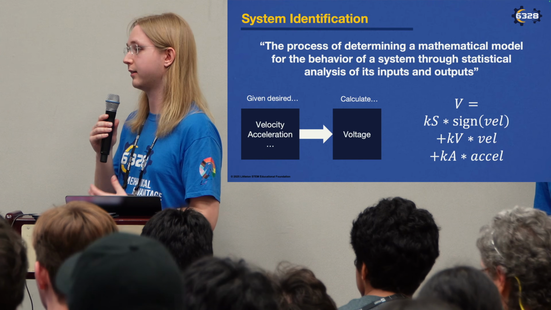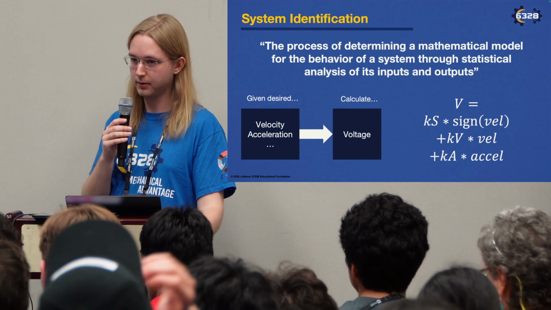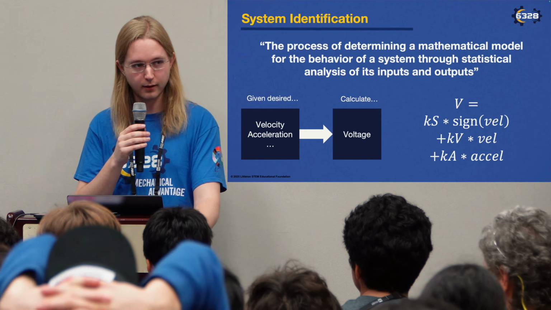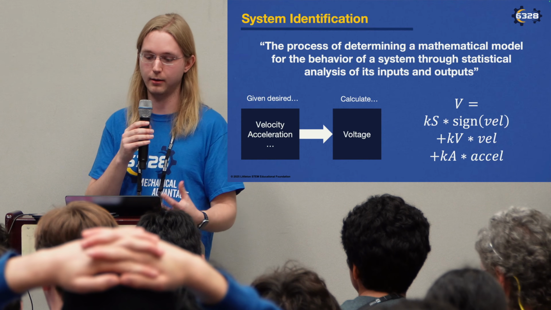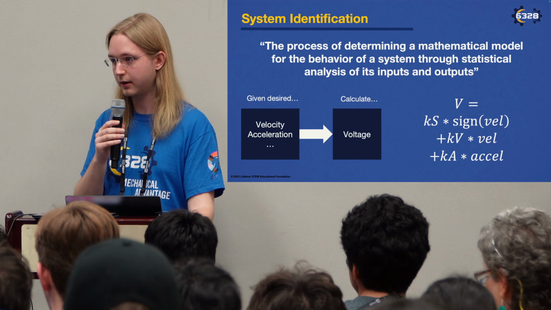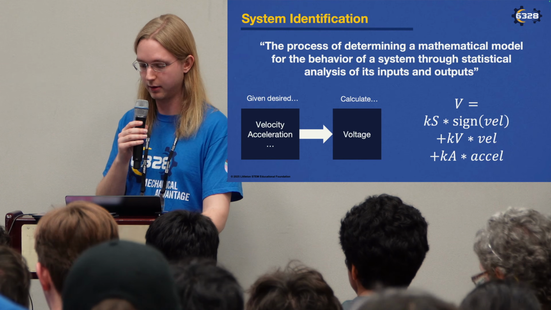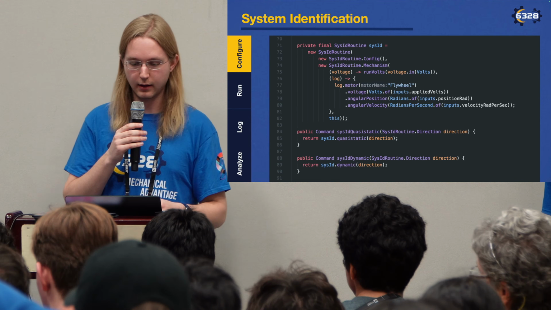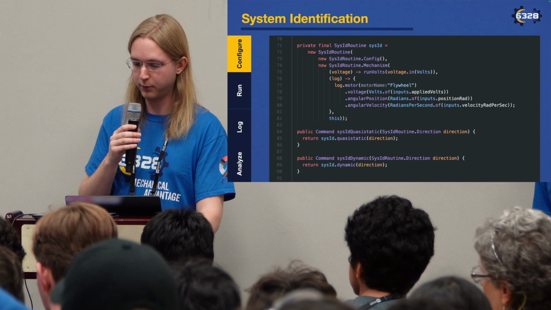But the question then is, how do we determine those gains? Well, you can model that theoretically, but that often works poorly in practice because friction on mechanisms is very unpredictable. So instead, what we can do is measure those gains using log data. WPILib has tools built in to do that. It gathers data over a series of 4 routines.